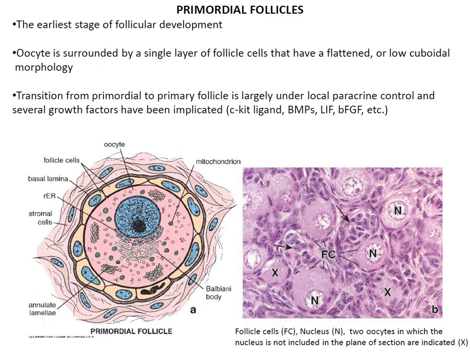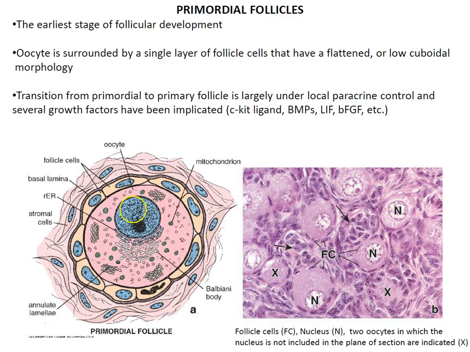Now, in the cycling ovary, the follicles are found at all stages of development, but primordial follicles predominate, which you are looking at here. Now, these primordial follicles are the earliest stage of follicular development, and the primordial follicle is surrounded by a single layer of follicular cells, and the morphology of these follicular cells is very flattened or low cuboidal.